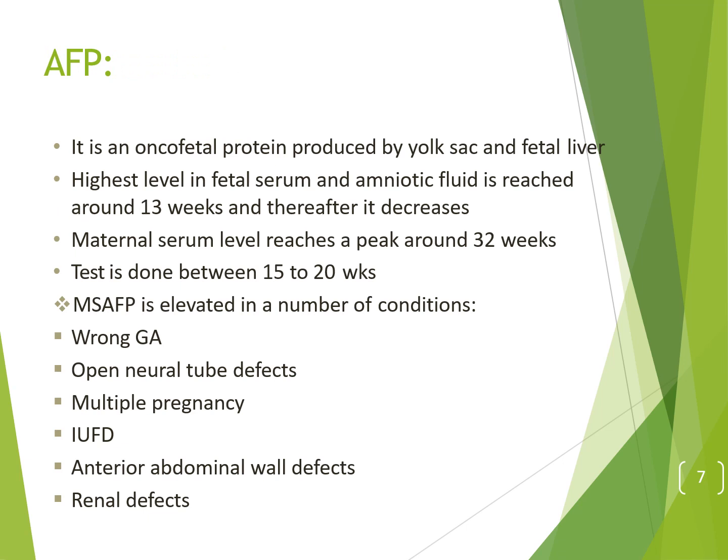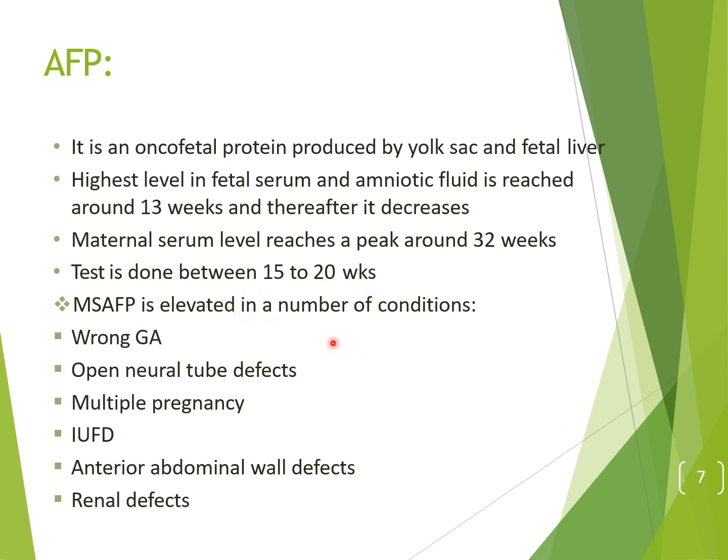This alpha fetoprotein is an oncofetal protein produced by the yolk sac and the fetal liver. And the highest level of this alpha fetoprotein can be seen in the fetal serum and in the amniotic fluid at around 13 weeks of pregnancy. And the highest level of alpha fetoprotein can be seen in the maternal serum around 32 weeks of pregnancy. And usually we are performing the test between 15 to 20 weeks of pregnancy.